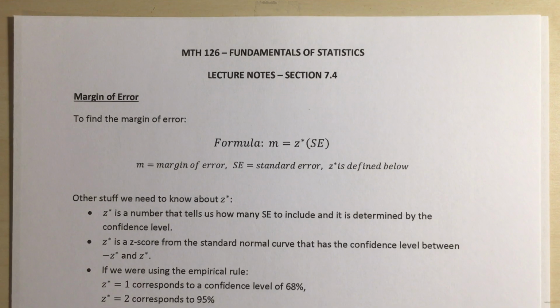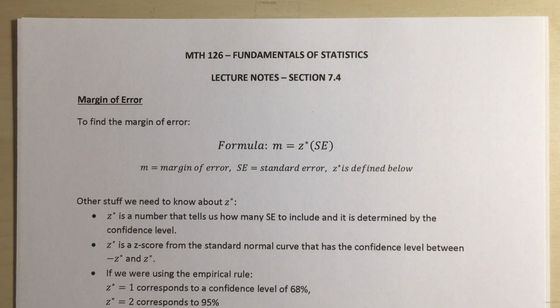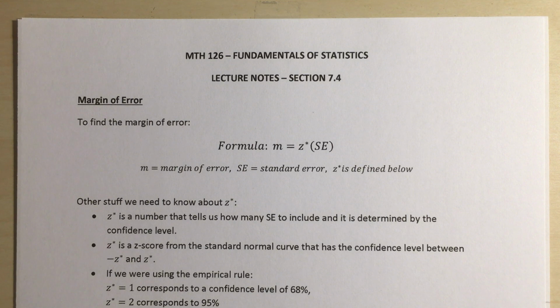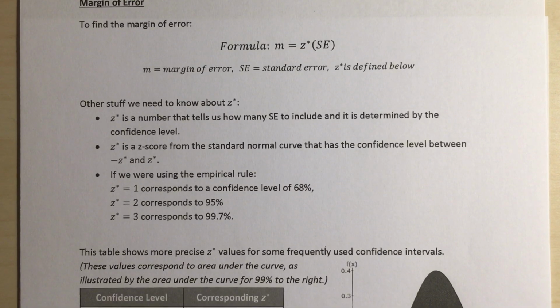All right, so now we're going to talk a little bit more about how we're actually going to find our margin of error. So our formula to find our margin of error, M, is going to be Z star times SE, which is our standard error. Our Z star is going to be defined in the information in the table below. So what do we need to know about Z star?